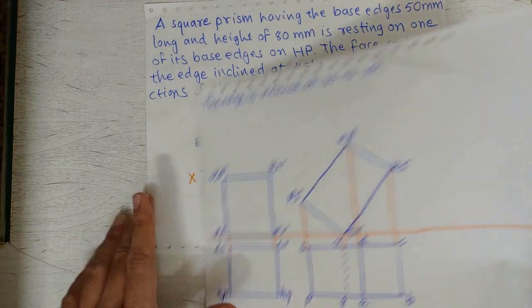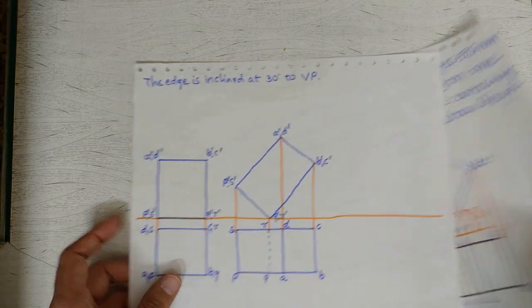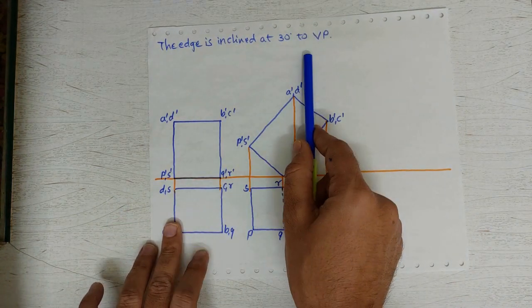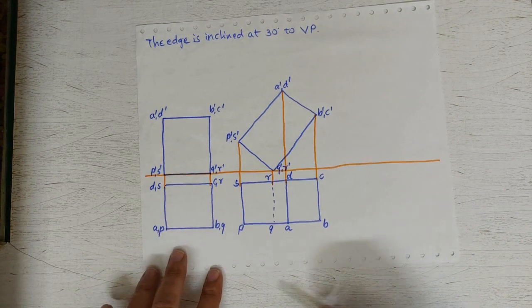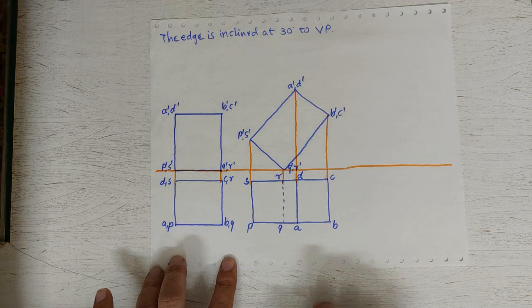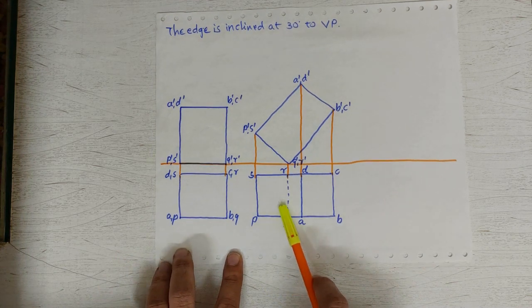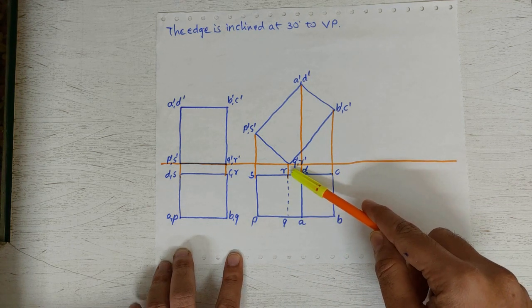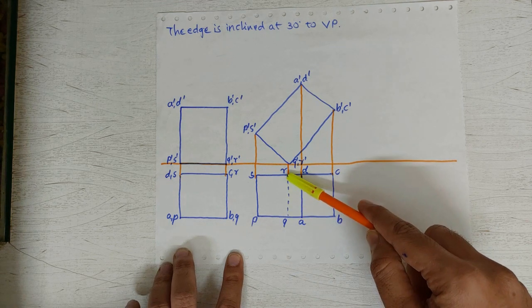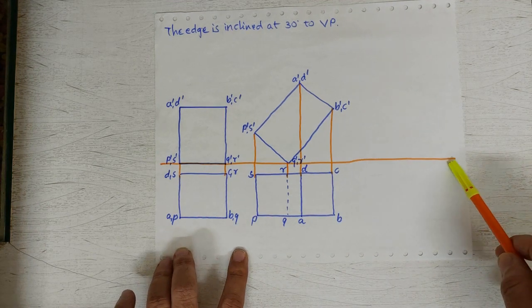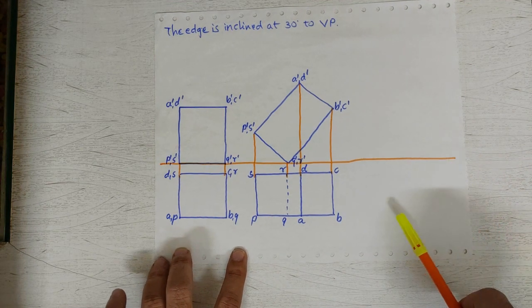So, the first two steps of the problem will remain as they are, like this, and now we have to introduce the next condition. First of all, we have to observe in which view the edge is visible with its true length. It is very clear that in the top view the edge is visible with its true length. So, to introduce inclination of this edge with VP, we have to make this edge inclined to the xy line with 30 degree value, right?